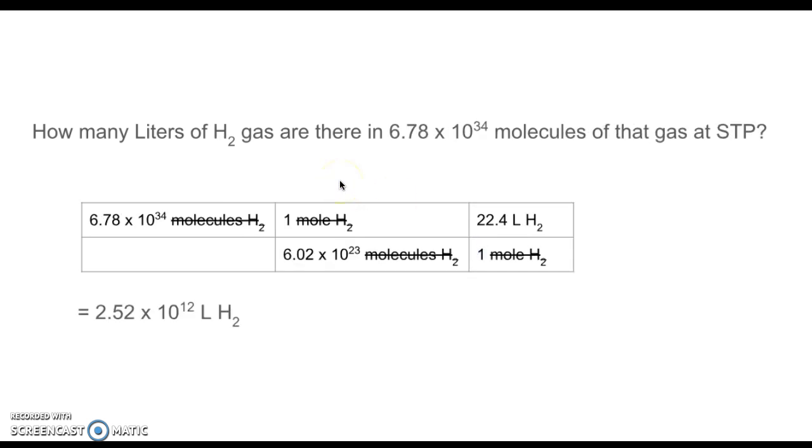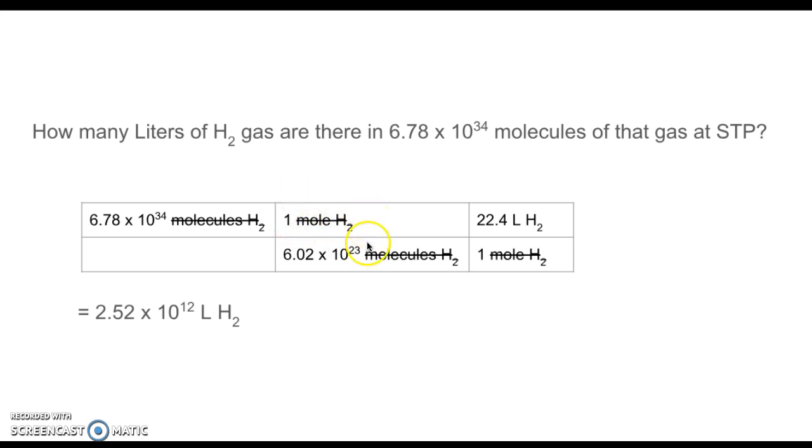Lastly, we have these longer problems like we worked on before. If we have 6.78 times 10 to the 34th molecules of H2 gas at STP, how many liters of that gas do I have? I start off with my given. Now I have molecules. If I have molecules, remember for counting, we use Avogadro's number conversion. And that's what I have here. Remember, I want molecules to cancel. So I put Avogadro's number at the bottom and 1 mole on top.